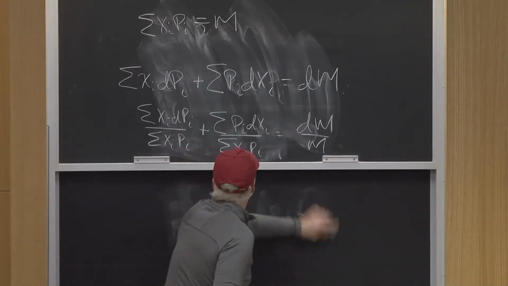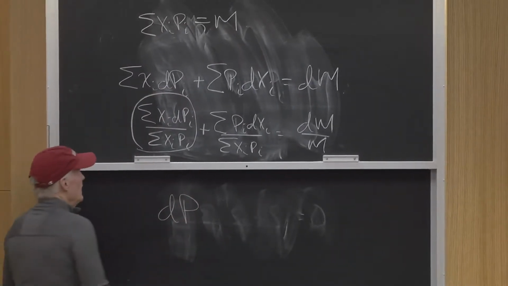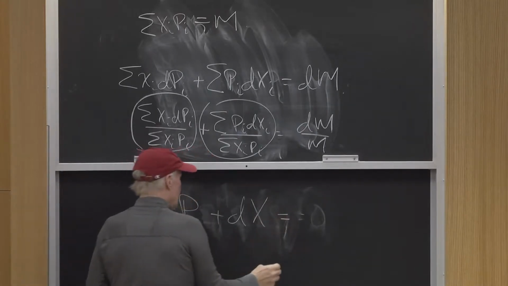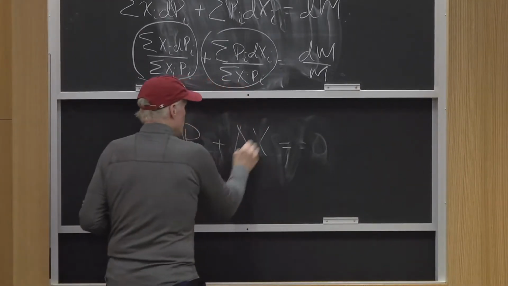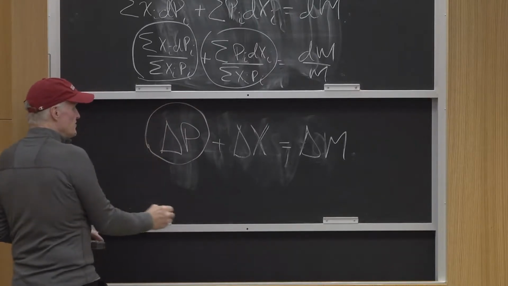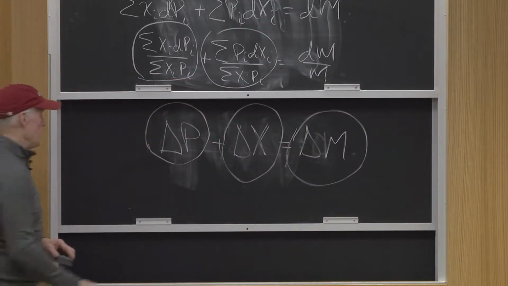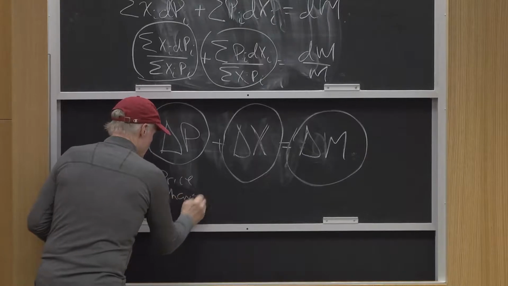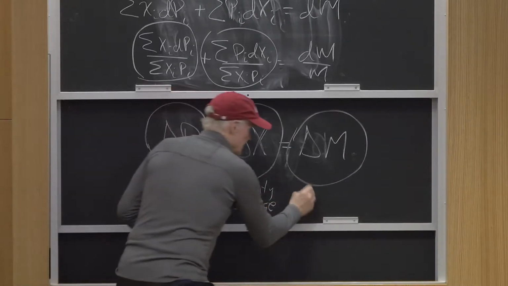And what I want to say, I'm going to call this dp, that's the change in prices. And I'm going to call this term here dx, and equals dm. It's percentage change, so I'm going to make a delta: delta p plus delta x equals delta m. This is the percentage change in prices, this is the percentage change in consumption, and this is the percentage change in income. And I want to call this the price change, the quantity change, and this is the income change.